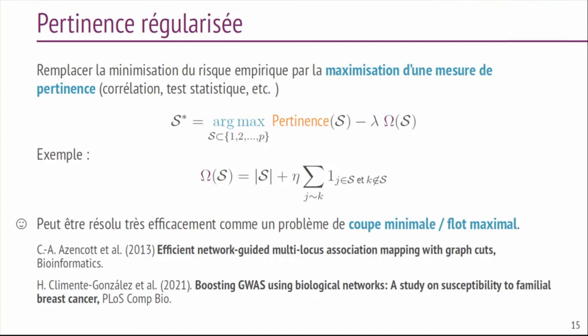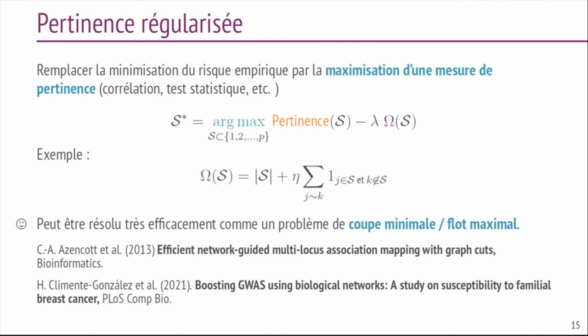So that's the problem that's written here in the middle. I've replaced my min with a max, because instead of minimizing an error, I want to maximize the relevance. And also, instead of having an optimization problem on R^p, so with continuous values, here I have a discrete optimization problem where each feature is either going to be selected or not. If you've done a bit of optimization, you might be surprised that I'm willing to replace a continuous optimization problem with a discrete optimization problem, because generally discrete optimization problems can be harder to solve.